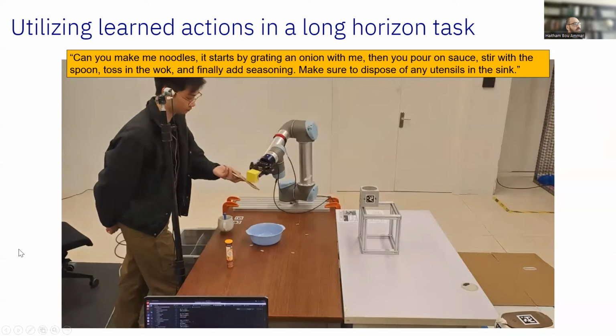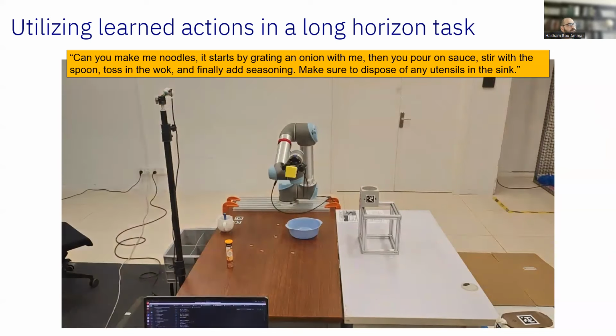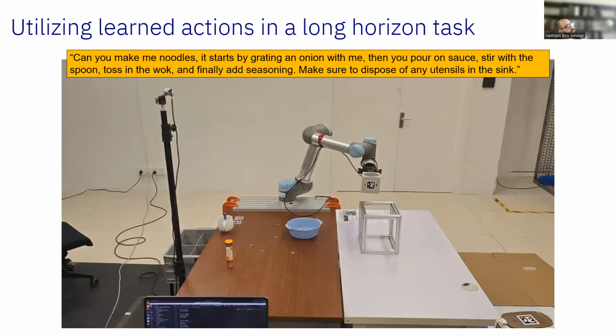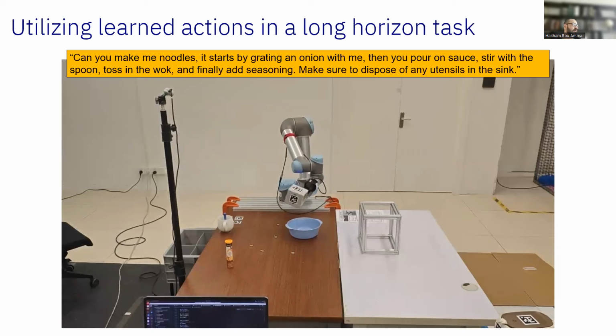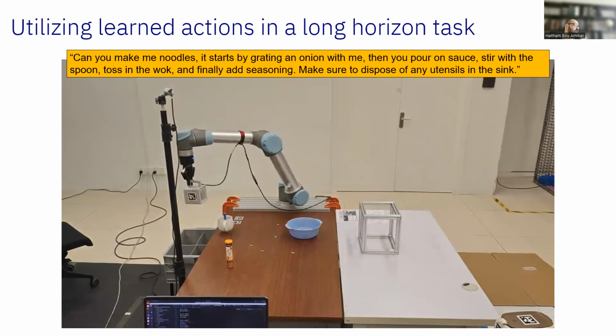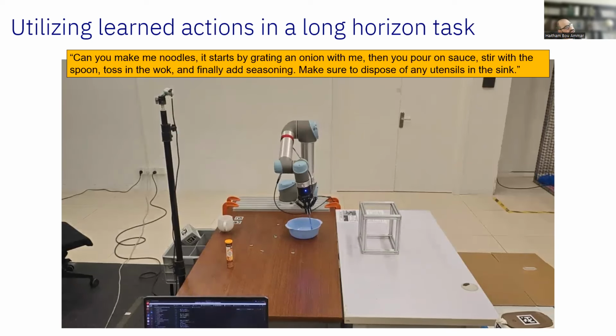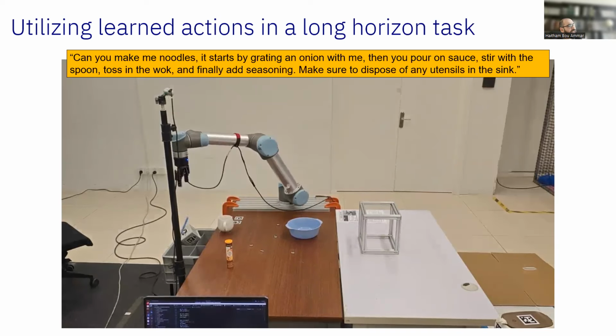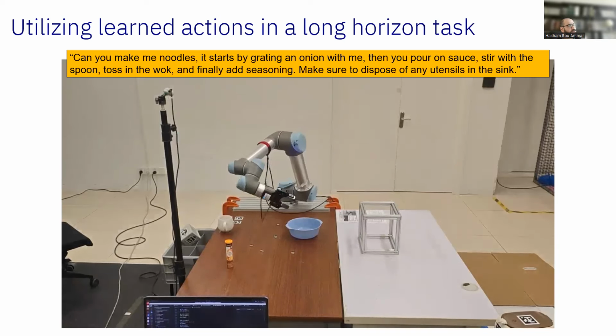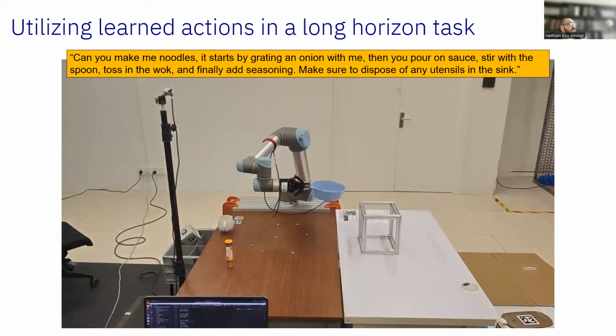So that's the way. The first thing the robot does is grate the onion, and then it throws the onion in the sink. Then the second thing it does is it will pour the soup, right? Then it will throw the soup can, or the cup in this case, in the sink. Then it will stir the soup. After it stirs the soup and gets rid of the spoon, it's now going to toss the wok, right?